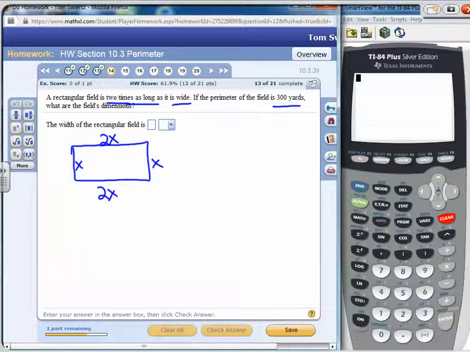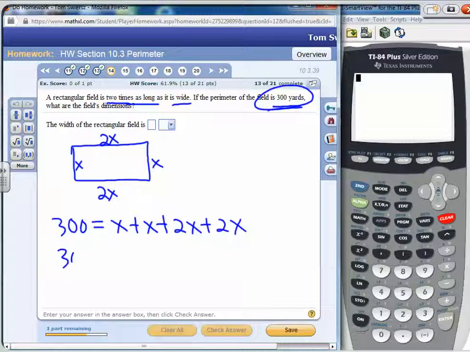Now the perimeter is what? 300, and it's the sum of all 4 sides. So x plus x are the 2 widths, 2x plus 2x are the 2 lengths. It adds up to 300 yards. So there's our equation. So now we're going to solve it.